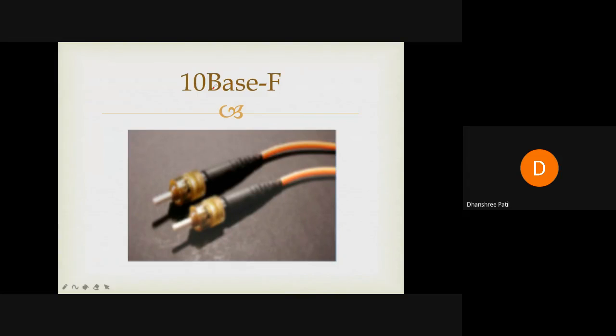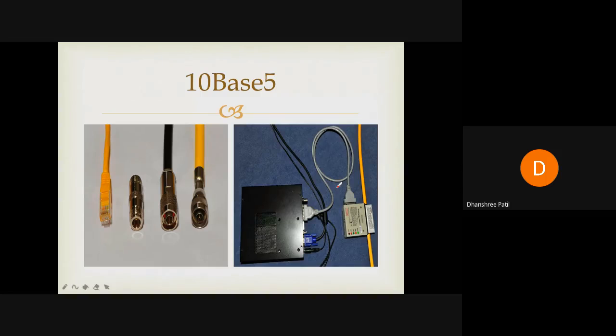That is nothing but the fiber, 10 base F, fiber optic cable. This is an expensive cable, considered the most expensive cable, which is widely used. These fiber optic cables are mostly used in large buildings for network communication. So it is a highly expensive cable. Okay, so these are the 4 cables which are used for Ethernet.